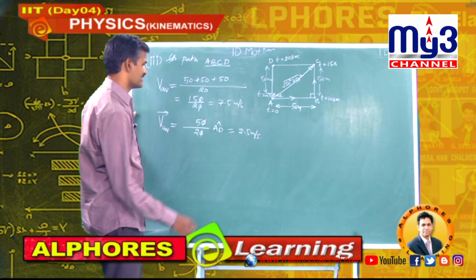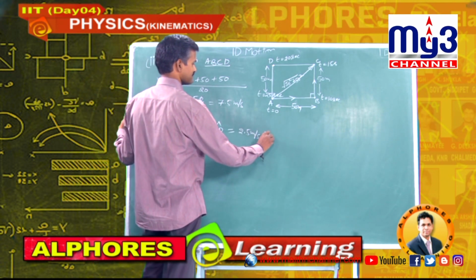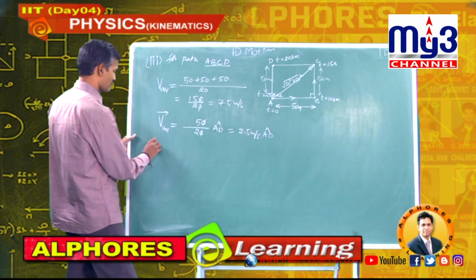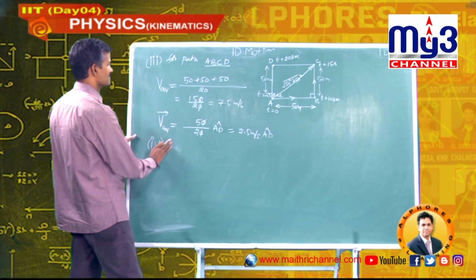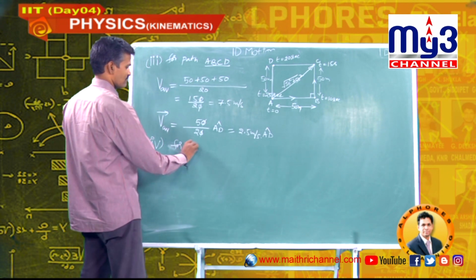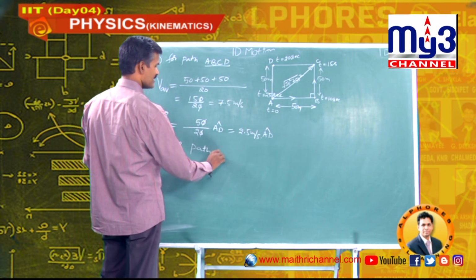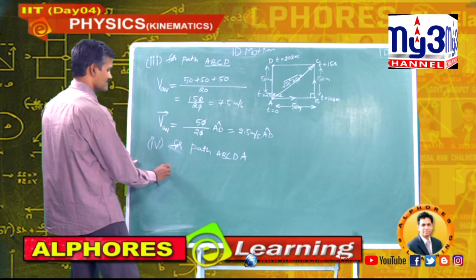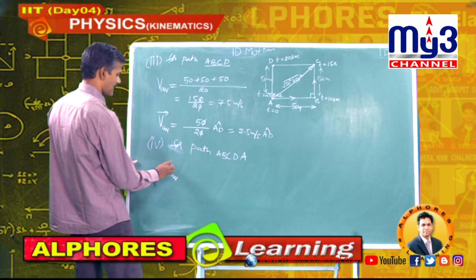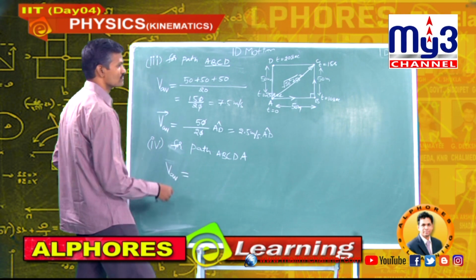2.5 meter per second in direction AD cap. What is our fourth problem? What is the average speed for the path ABCDA? This average speed is total distance.